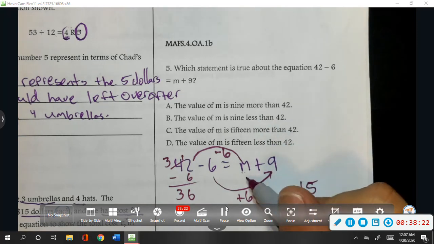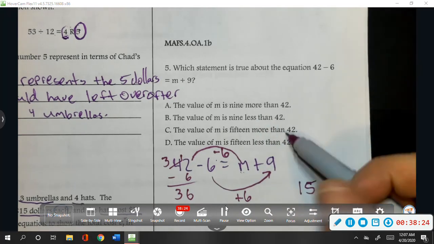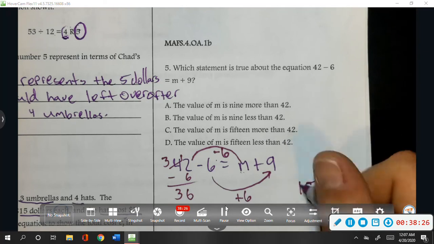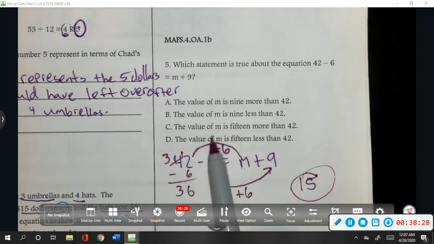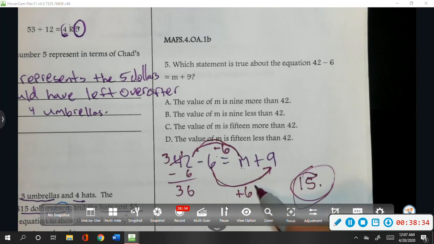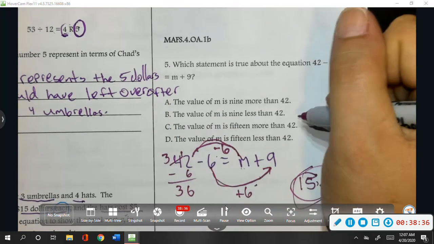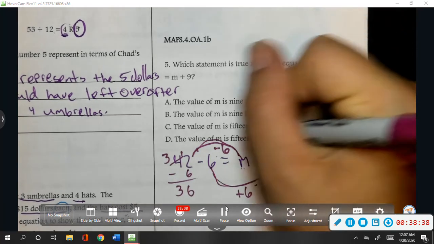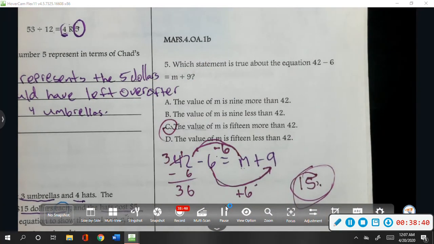So the value of m is 9 more than 42. Would that be true? No. It would be right here. The value of m is 15 less than 42, because that is what we came up with when we balanced our equation. So it would be C.